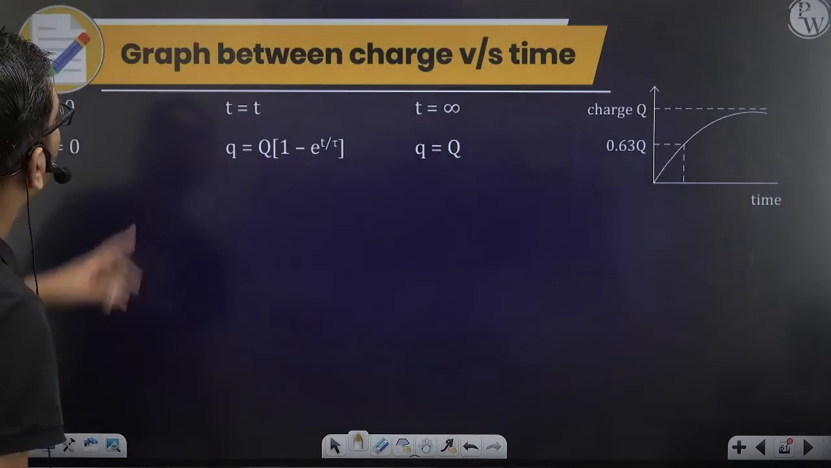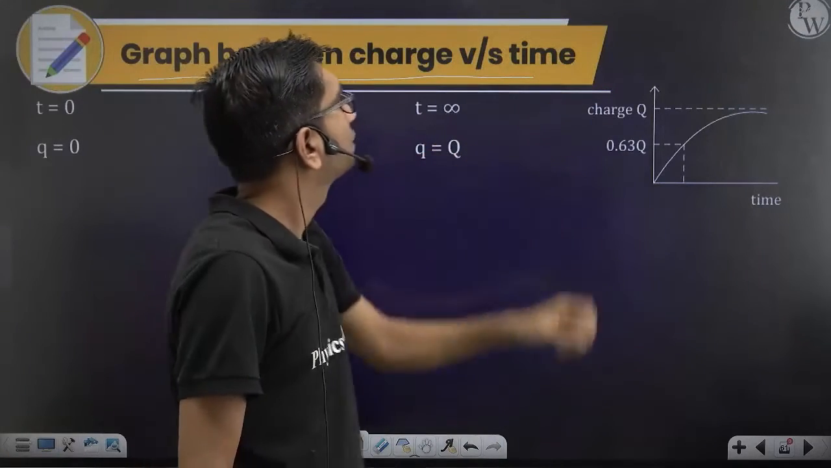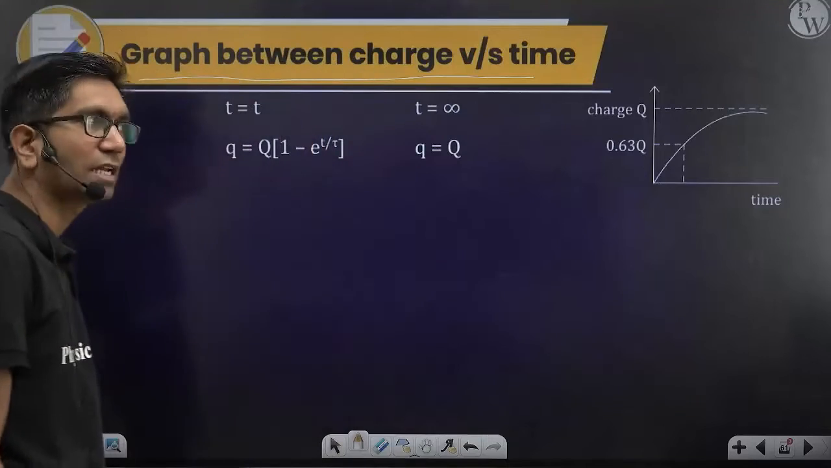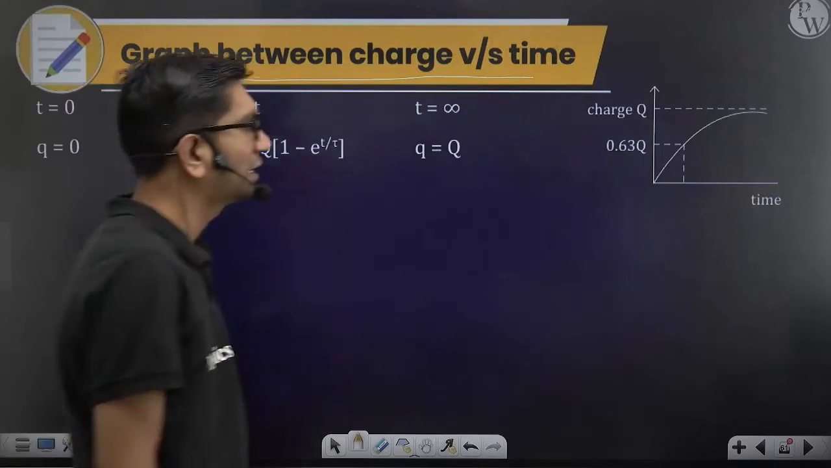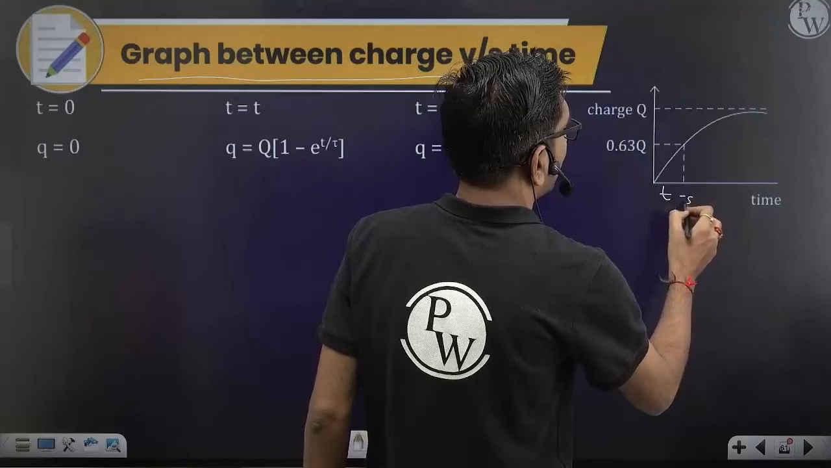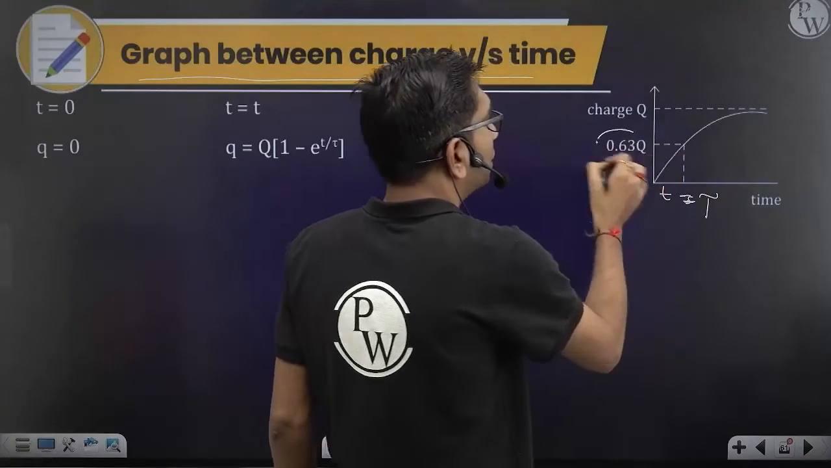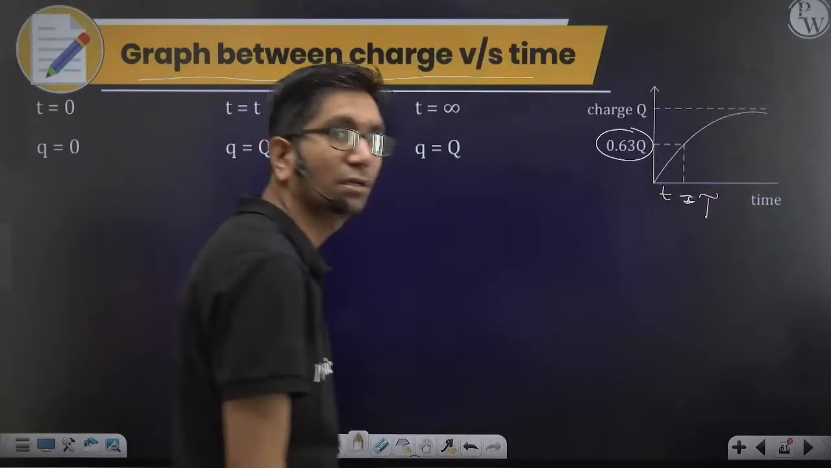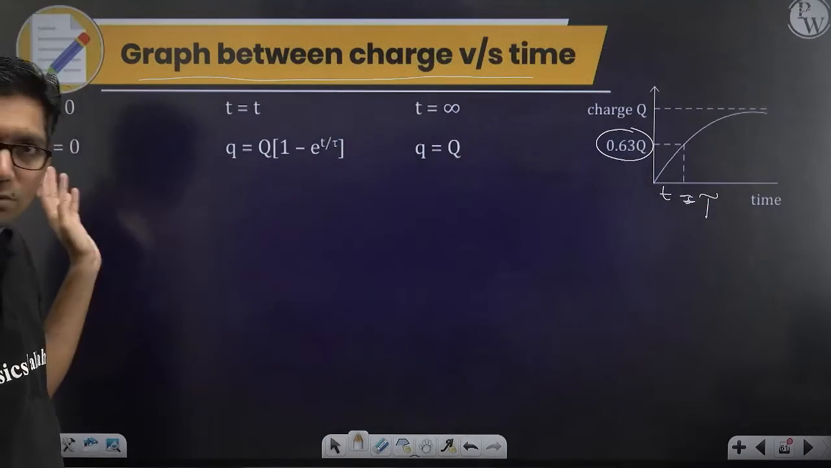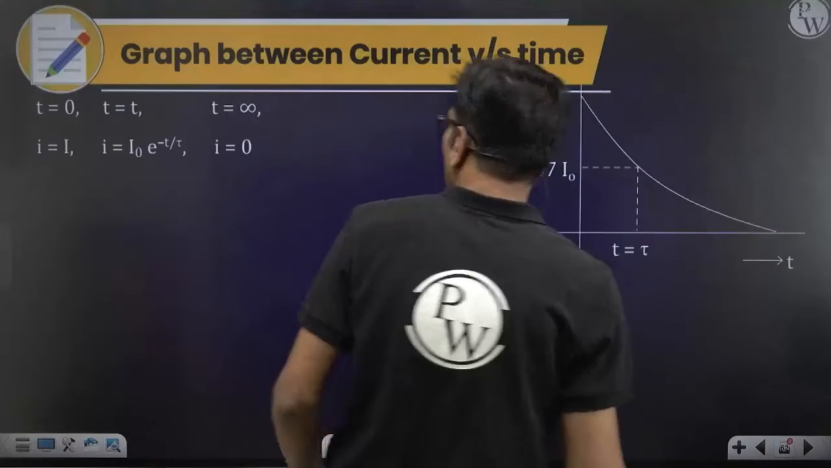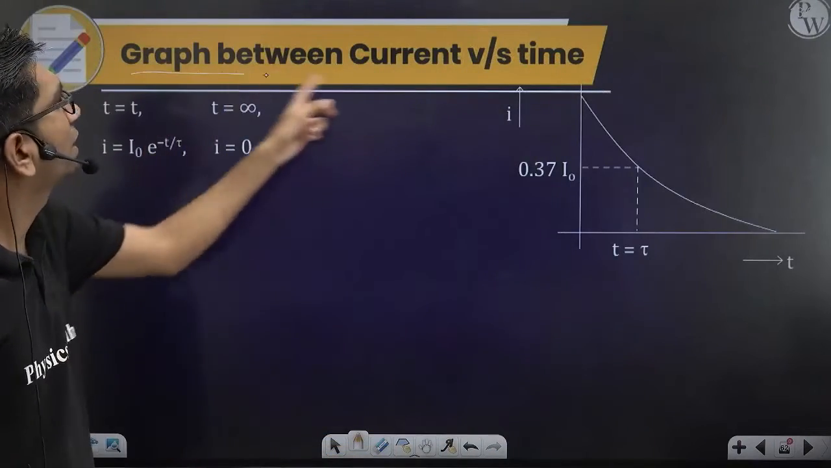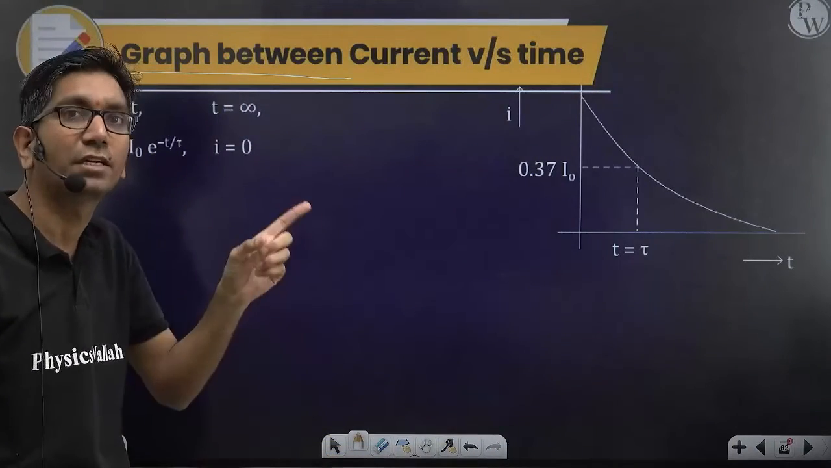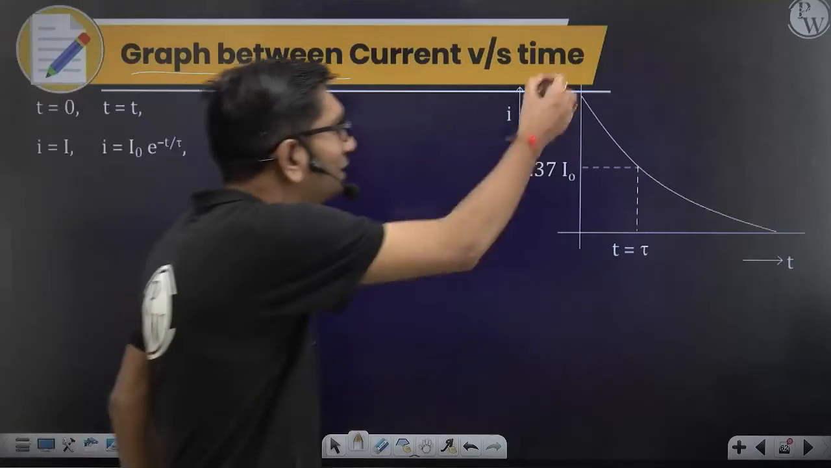Right, beta. So the graph between charge versus time. See here, at time t equal to tau, it is increasing by 63%. After that, it becomes infinite only. Correct? These are the formulas you know. Next, similarly, you will get the graph between current versus time. Current slowly decreases. So we got this one.